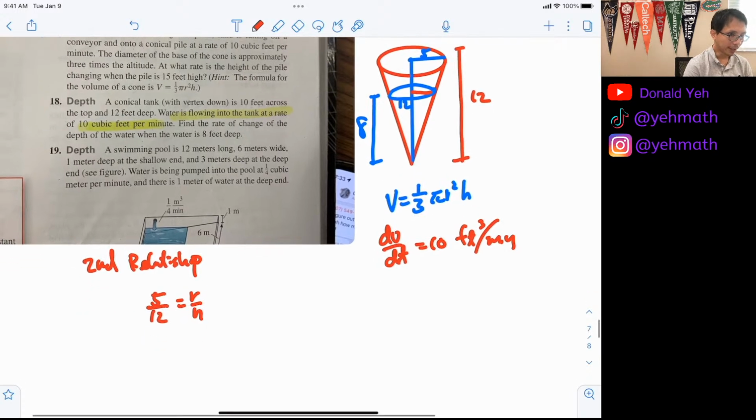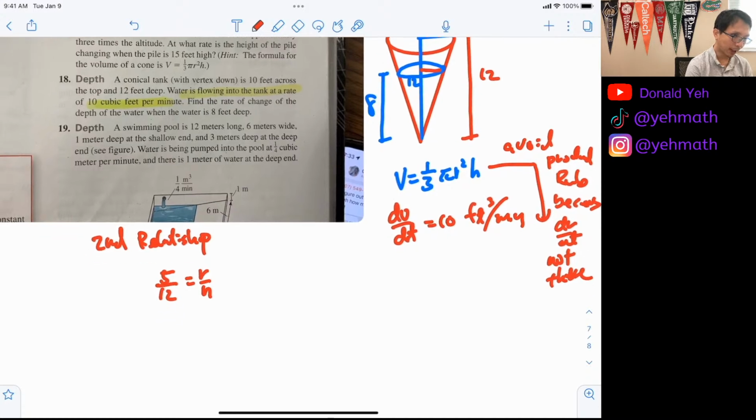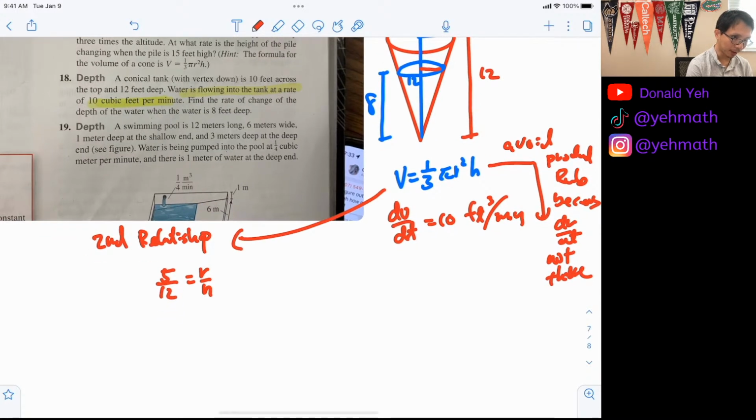Now, how does the second relationship help? You want to avoid the product rule because we don't know dr/dt. It's not present. So then use the second relationship. The second relationship is nice. V equals 1/3 pi r squared h. So I'm going to use the second relationship to solve for r, and then substitute.